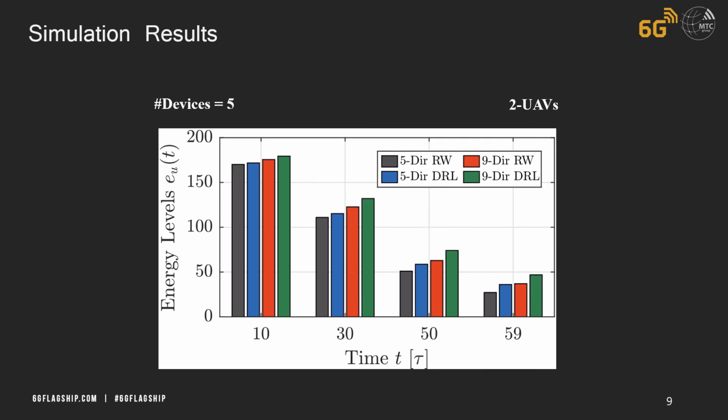The available energy levels at each UAV are compared, the five direction model is compared to the nine direction model, and also the deep reinforcement learning is compared to the random walk. The UAV can save more energy by not moving a lot, or by moving in the shortest path to the serving point that the UAV optimizes in its trajectory. This saves more power at the UAV side, and this allows the UAV to serve more devices and to be active before running out of battery. And this also decreases the age of information. And as we can see, the nine direction model with the proposed reinforcement learning algorithm outperforms the random walk and the five direction model.